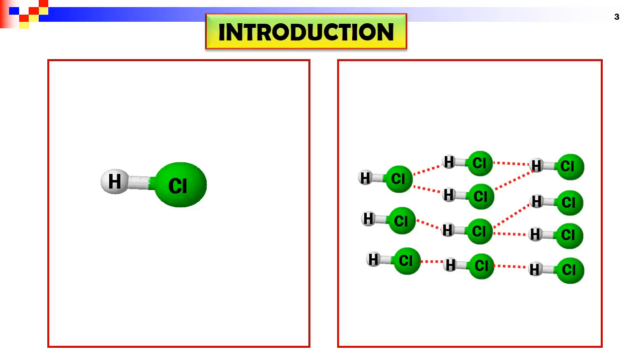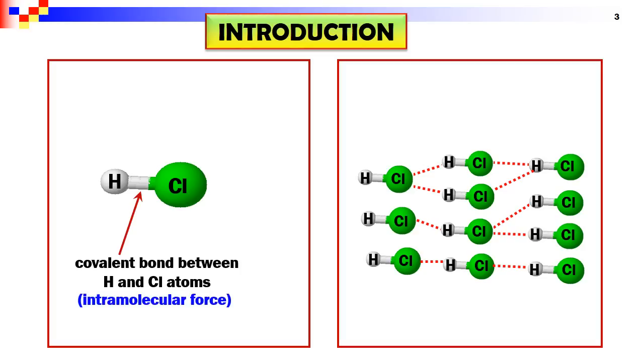Introduction. I have two diagrams in this slide. The first diagram has one HCl molecule. In the second diagram, there are several HCl molecules shown. The line interconnecting the hydrogen and the chlorine atoms in the first diagram is the covalent bond between the atoms, or so-called the intramolecular force.